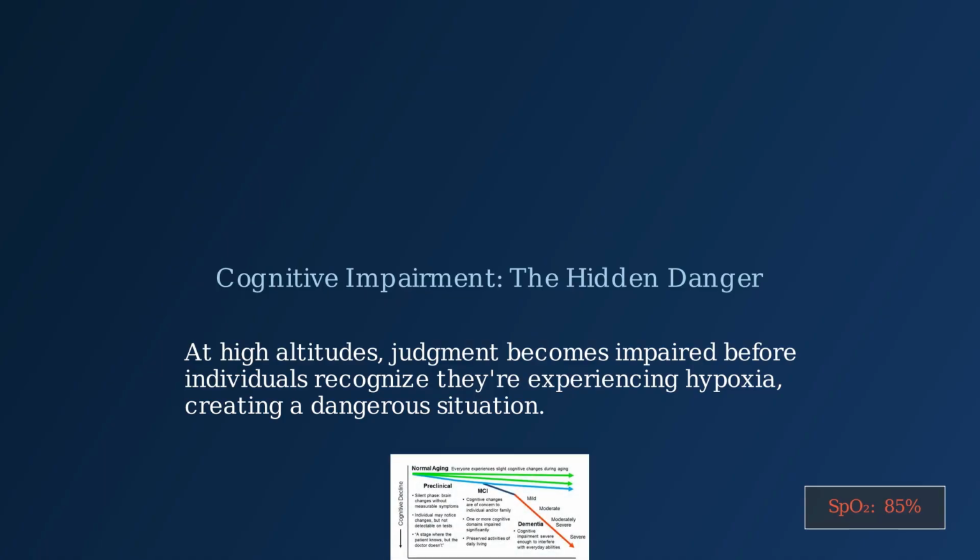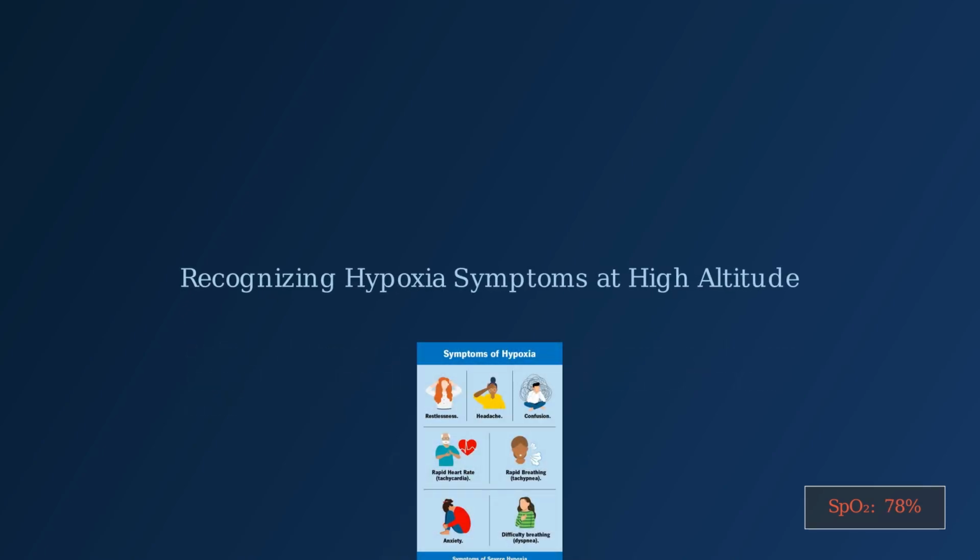This graph illustrates how cognitive function progressively declines with hypoxia, similar to how it deteriorates in conditions like dementia. The insidious nature of hypoxia means that by the time you recognize something is wrong, your ability to respond appropriately may already be compromised. Recognizing the symptoms of hypoxia is critical for survival at high altitudes.